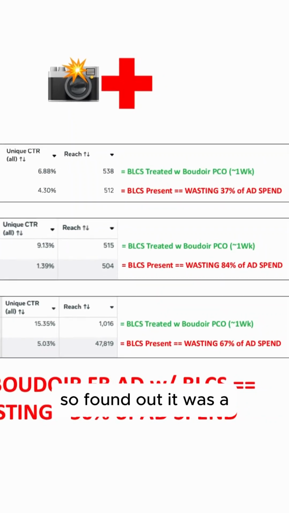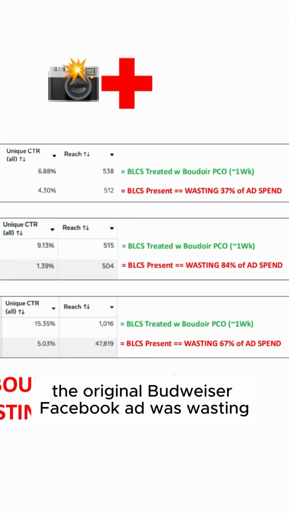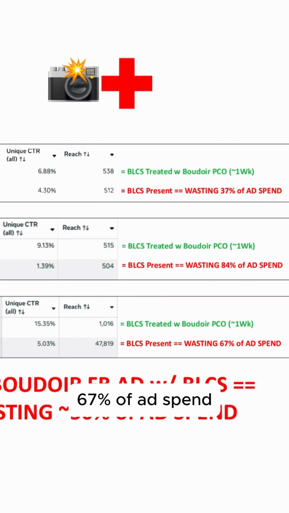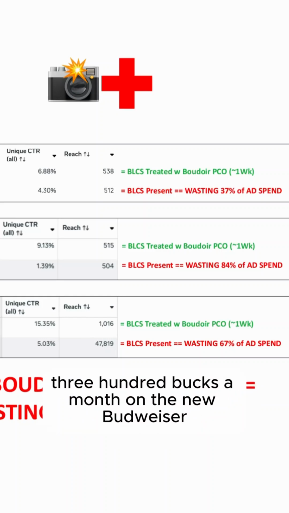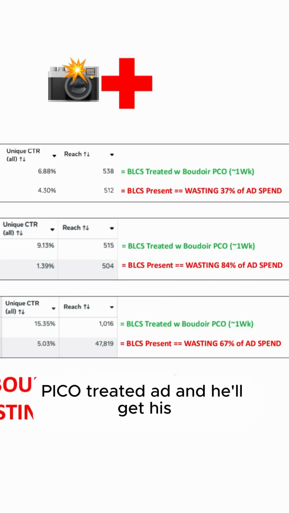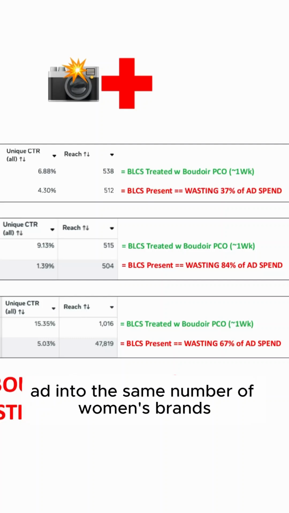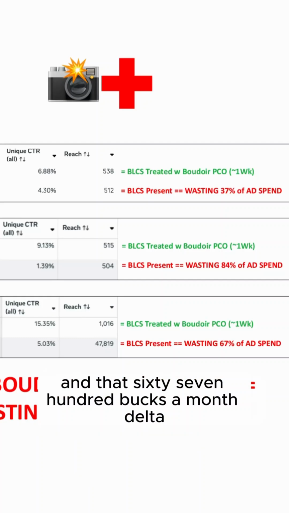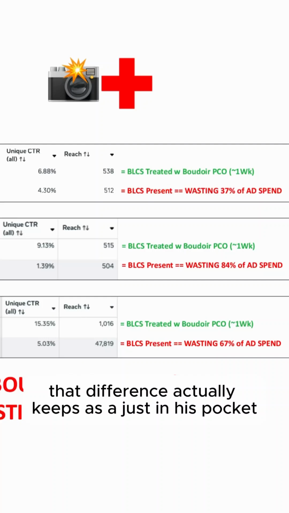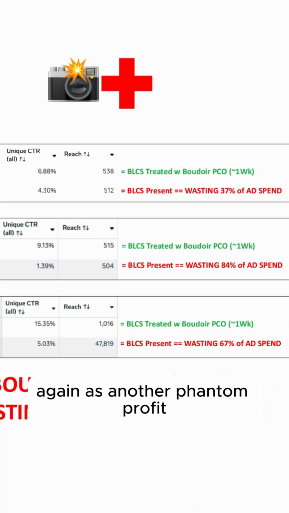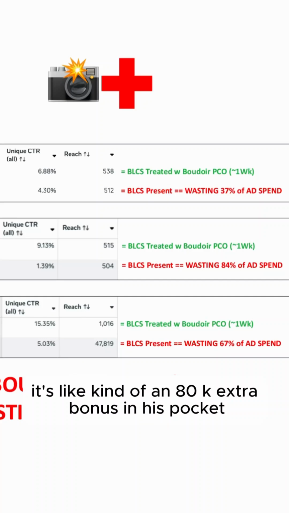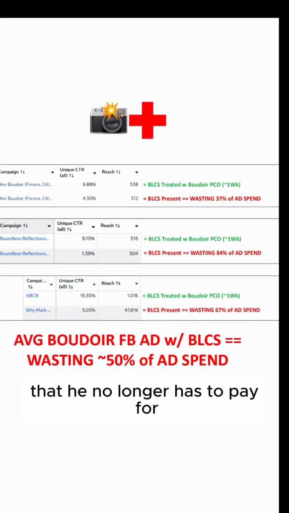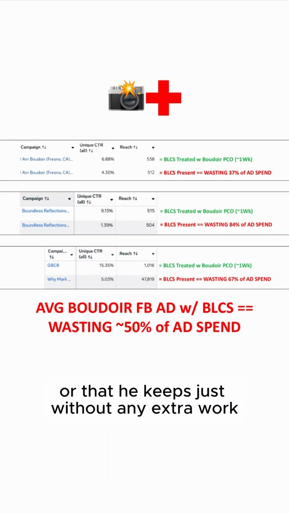So found out the original Boudoir Facebook ad was wasting 67% of ad spend. So if he was spending 10 grand a month on the original Boudoir Facebook ad, now he only needs to spend $3,300 a month on the new Boudoir PCO treated ad, and he'll get his ad into the same number of women's brains. And that $6,700 a month delta, that difference, he actually keeps in his pocket. Again, another phantom profit, Boudoir PCO profit, whatever. And after 12 months of this, it's kind of an 80K extra bonus in his pocket that he no longer has to pay for, or that he keeps without any extra work.